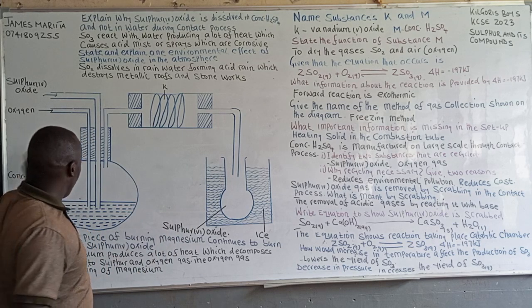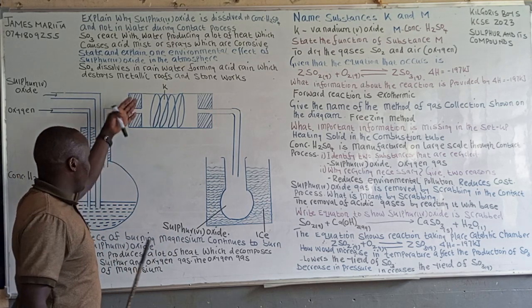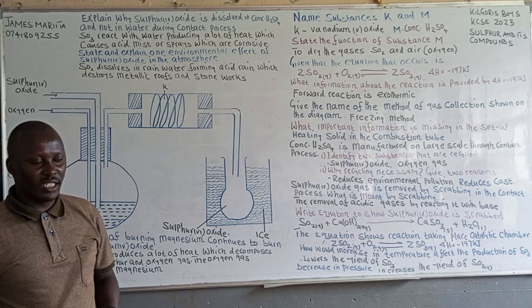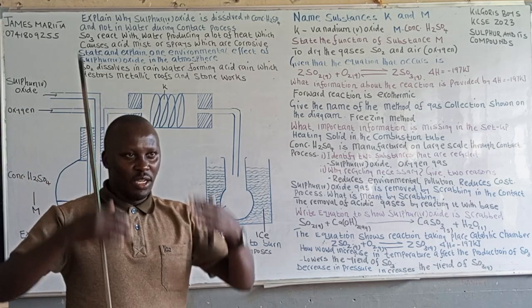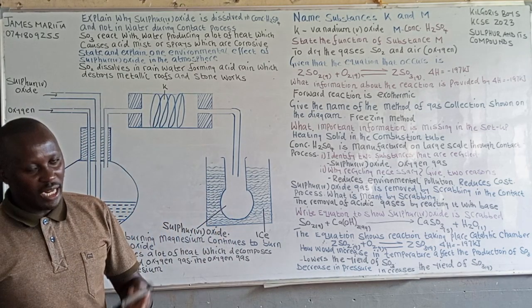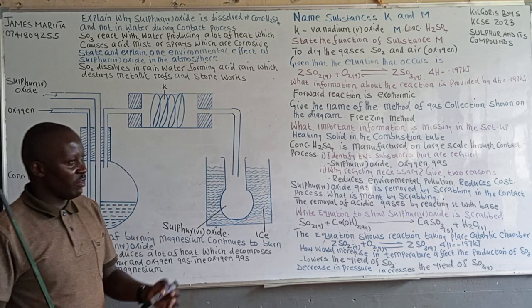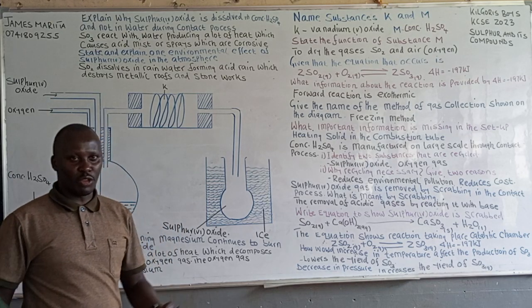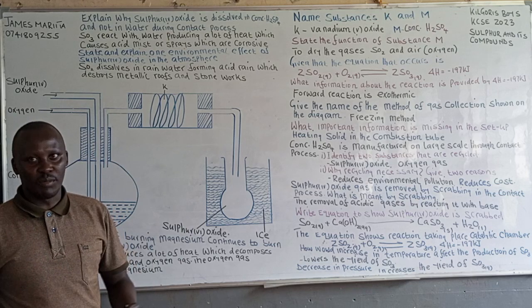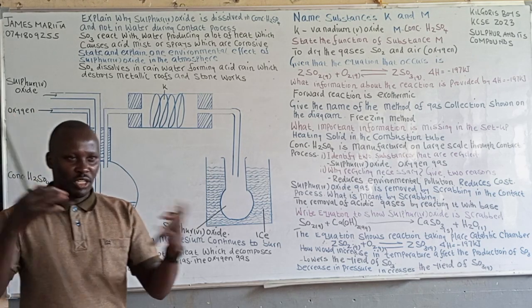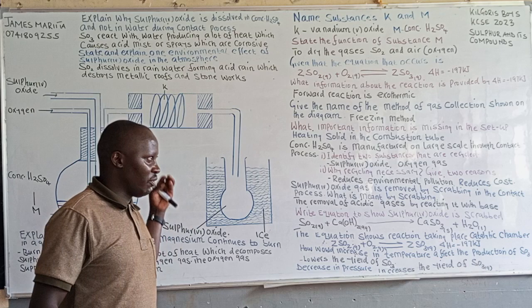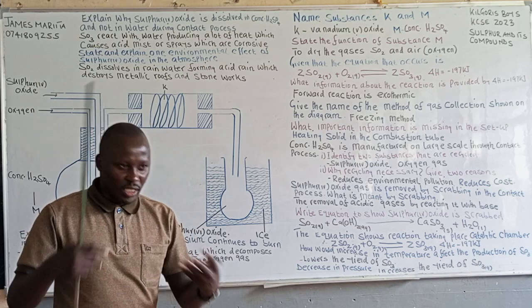So in this case, for that reaction to take place, it must take place in the presence of a catalyst, and that catalyst is vanadium hydroxide. There are other conditions like a temperature of 450 to 500, and you can also talk of a pressure of 2 to 3 atmospheres. Those are normally the conditions required for the conversion of sulphur oxide to sulphur 6 oxide.